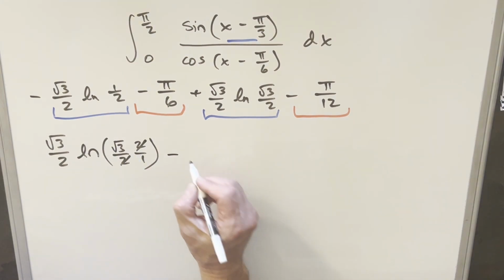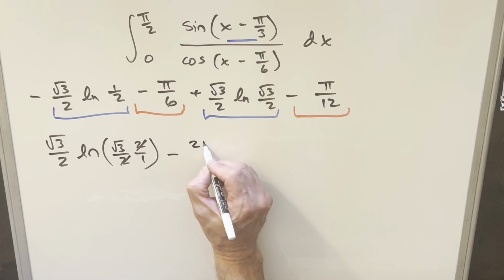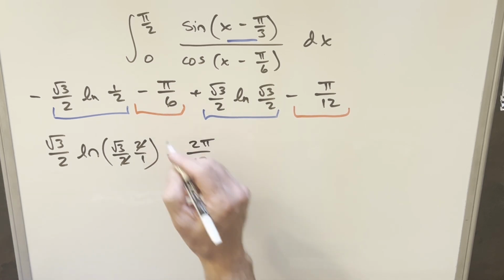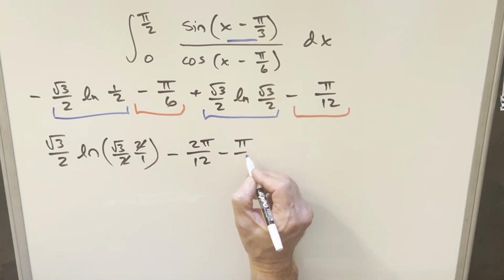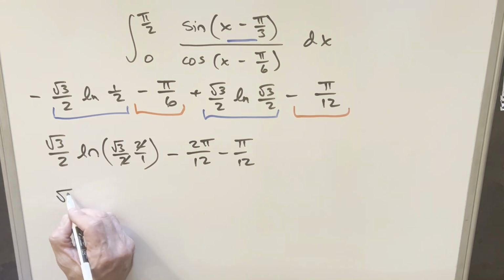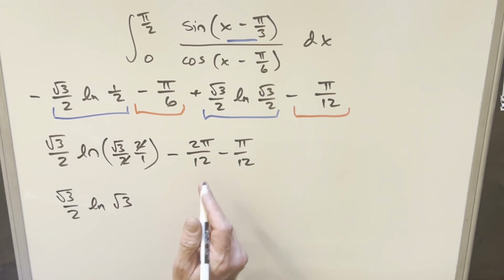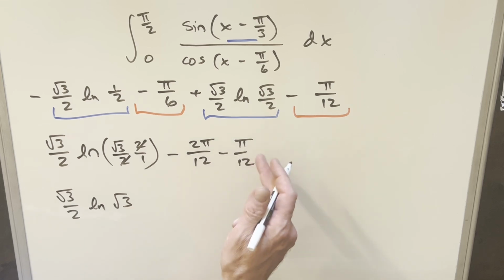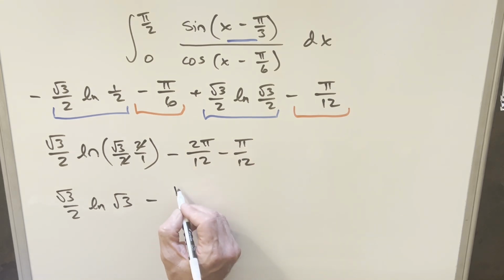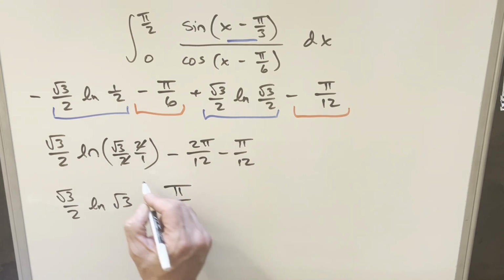Then on the pi terms, let's get a common denominator. I'll write this as minus 2 pi over 12 instead of pi over 6, minus pi over 12. Cleaning up this part, it's just going to be square root of 3 over 2, natural log square root of 3. Putting these together, we're going to end up with minus 3 pi over 12. That's going to be the same thing as minus pi over 4, and that's it.